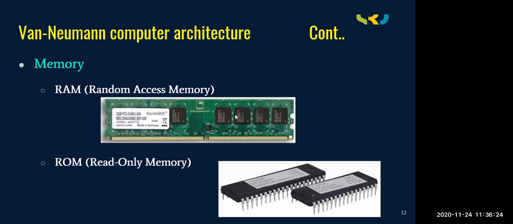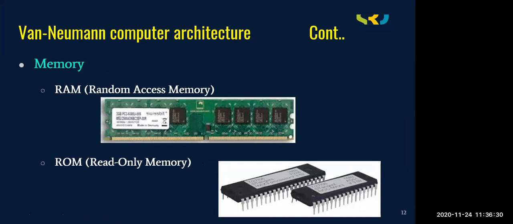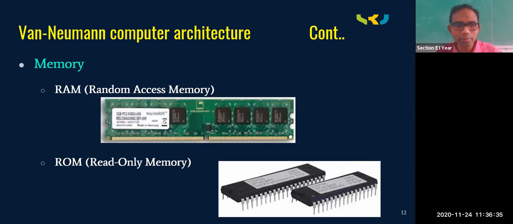Okay. Now, random access memory is also called volatile memory. What do you mean by volatile memory? Once the power is lost, the data is lost.